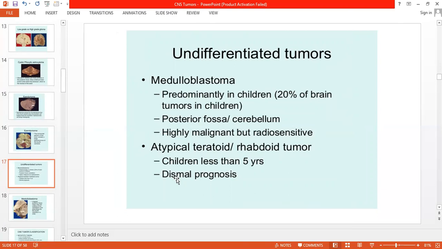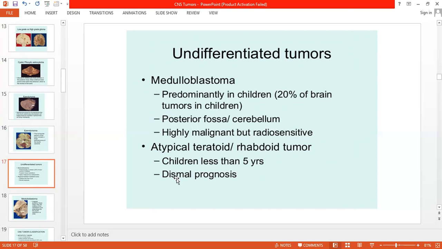Undifferentiated tumors like medulloblastoma are predominantly found in children, and in children they constitute approximately 20 to 30% of the childhood tumors. They are in the posterior fossa or cerebellum. They are highly malignant but radiosensitive. Atypical tumors. These are undifferentiated.